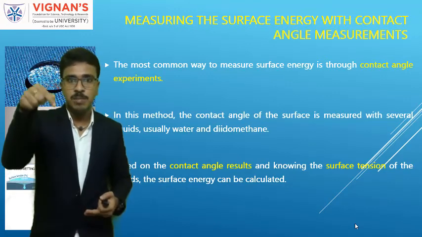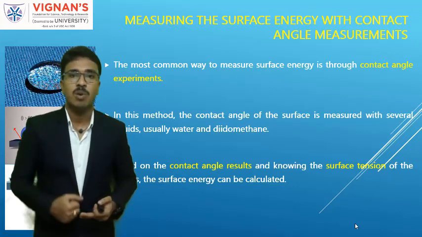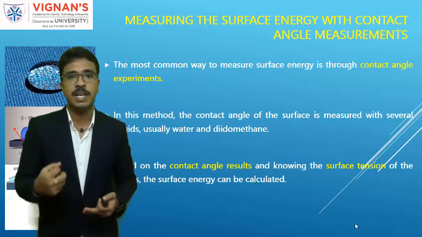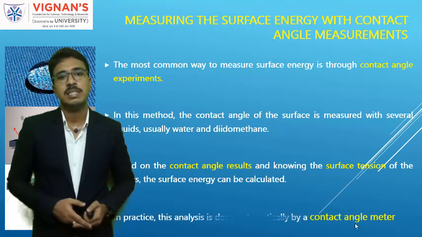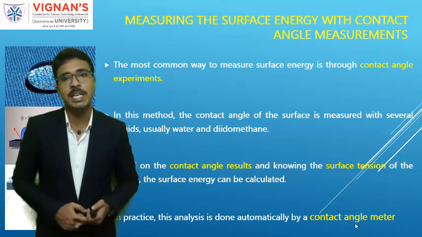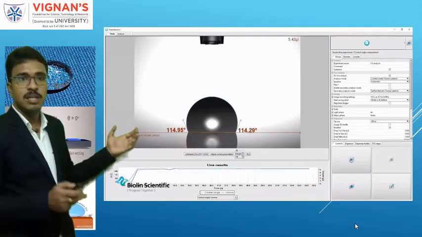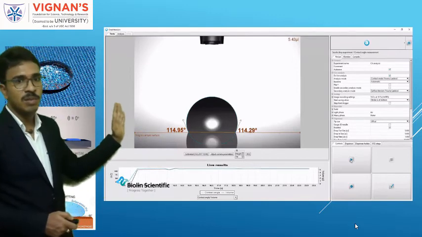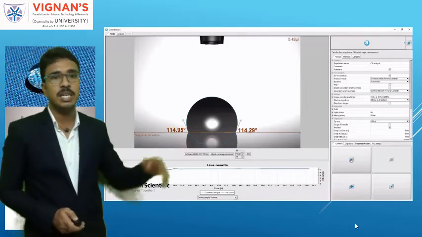That means, suppose you are putting a drop of water, we already know the surface tension of water, and we know the contact angle from the contact angle meter. From both we can find out the surface energy. Practically, the analysis is done automatically by the contact angle meter. In this image, obtained through a contact angle meter, the left side is 114, the right side is also 114. The contact angle is 114 degrees.